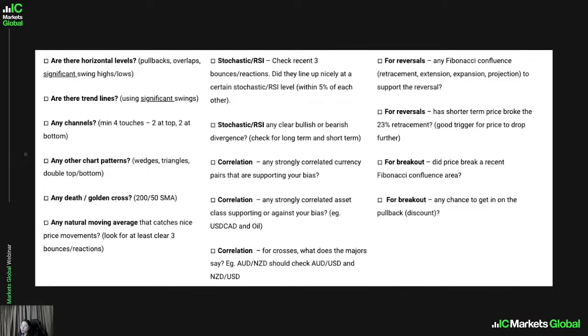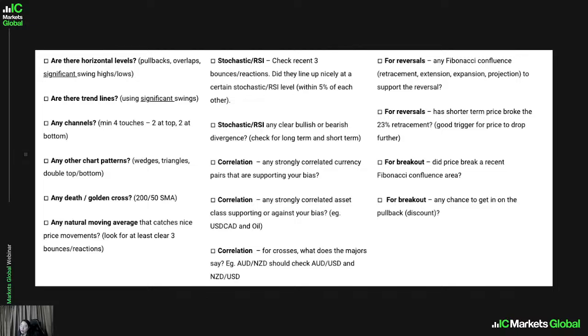On top of that, we're going to look at death or golden crosses. We're going to see if there's any natural moving averages. Okay, I'll be very honest, I don't really use death or golden crosses and natural moving averages other than Ichimoku. Ichimoku is an indicator that has the moving average in it, but I don't really use it that much. I do use stochastics, RSI, and correlation a lot.